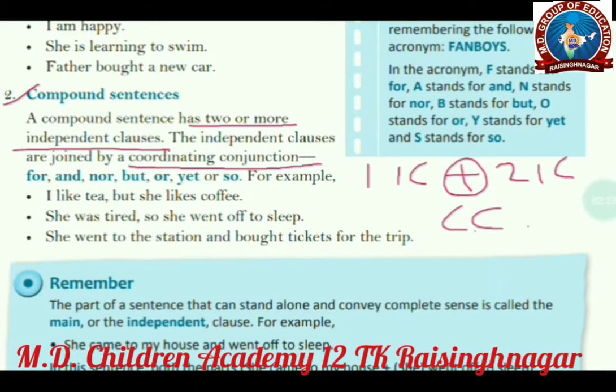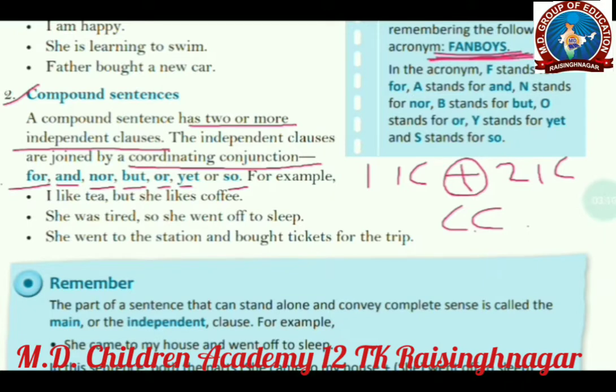And which coordinating conjunctions are they? They are for, and, nor, but, or, yet, so. And there is a simple method to learn these conjunctions. There is an acronym, FANBOYS. You may learn these conjunctions by remembering this acronym, just like in maths, you used to learn a formula by learning a mnemonic. In English, in this topic, you may learn FANBOYS to remember coordinating conjunctions.